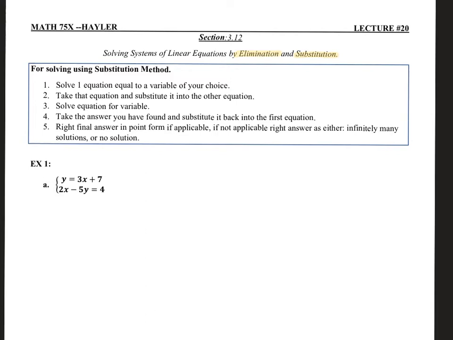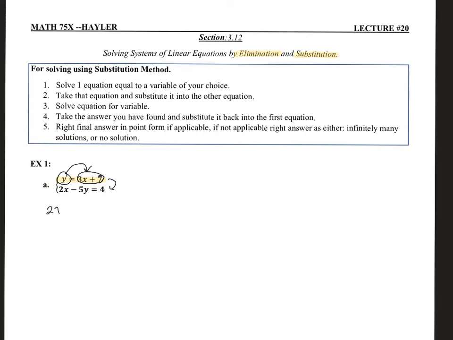When I look at my two equations, the first thing that I notice is that the top equation is already solved for a variable. It's solved for y. So that takes out the first step for me. What I'm going to do is plug the first equation into the second one. Now how are we going to do that? Well, notice this equation is saying that y is the same as 3x plus 7.